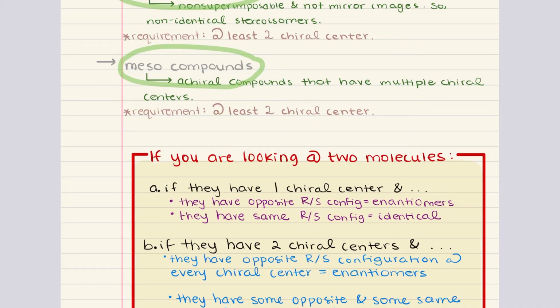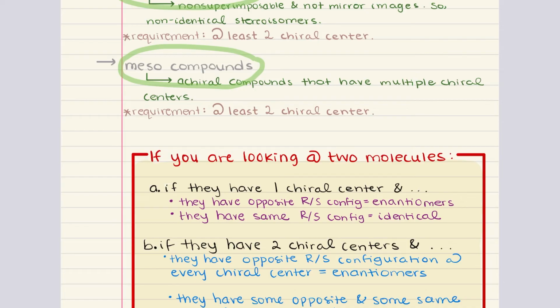For the MCAT, to identify a meso compound, you want to look for 3 criteria that are met. The first criteria is an even number of chiral centers, at least 2 chiral centers. Second, a plane of symmetry that divides the molecule into 2 identical halves. And the third criteria is opposite configurations, R and S, at every chiral center.